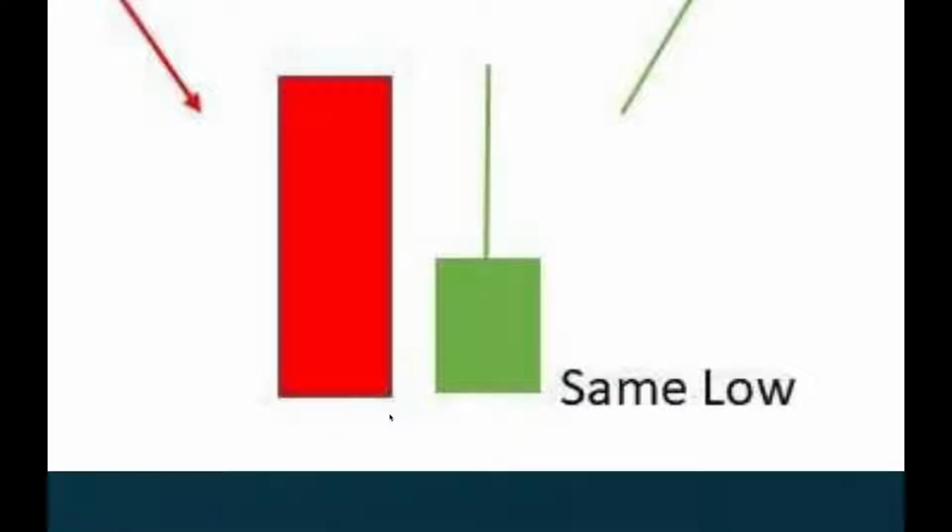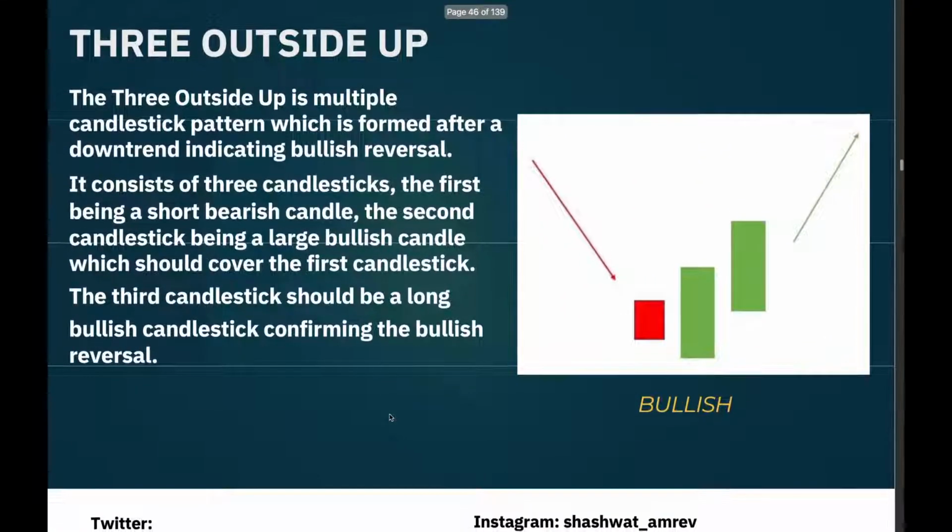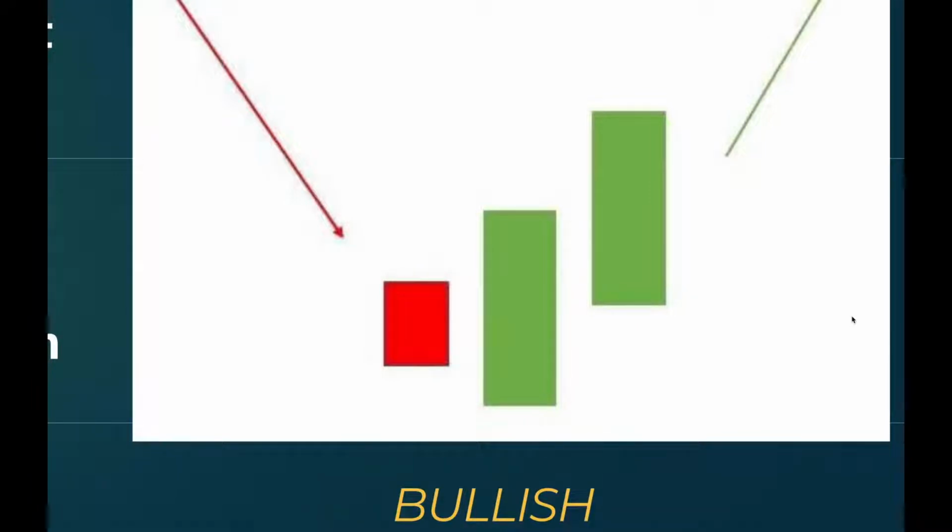Now let's go to three outside up. Three outside up shows a bullish move. So there's a small red candle, then two big green white soldiers. Two white soldiers, so two Marubozu candles and a small red candle. So this is for a bullish move.